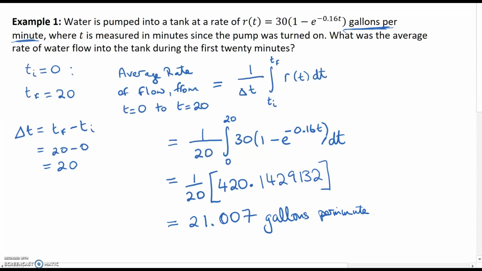Okay, so it's an easy enough question to do. You just integrate the expression from the starting time to the final time, and you divide by the difference in time, divide by the time gap. Hopefully that works out all right for you, and good luck with the questions.